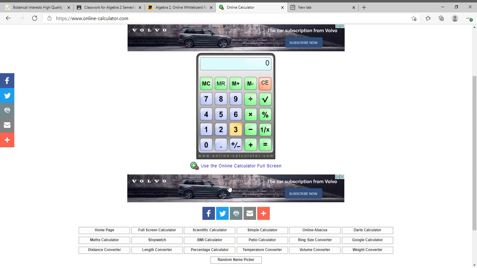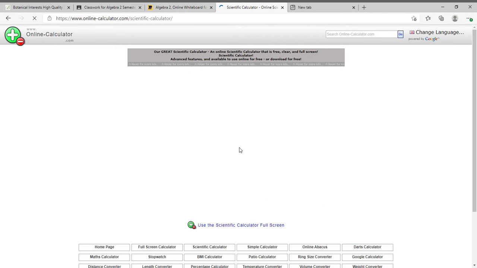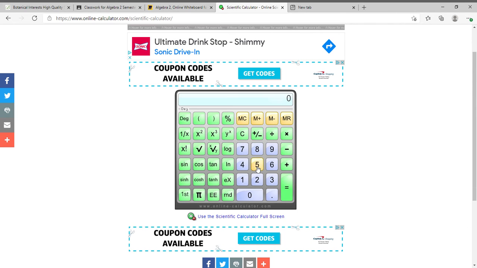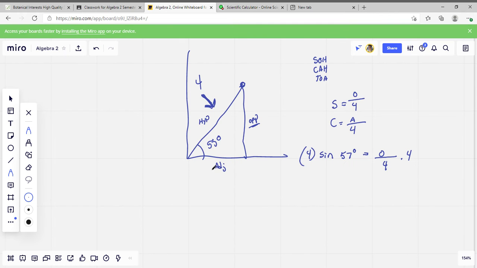That is not an acceptable calculator. We need a scientific calculator. Okay, so we need sine of 57 degrees times 4. 3.354, so we're just going to say 3.35 is this one. So that's how much we went up, right? That's our up.